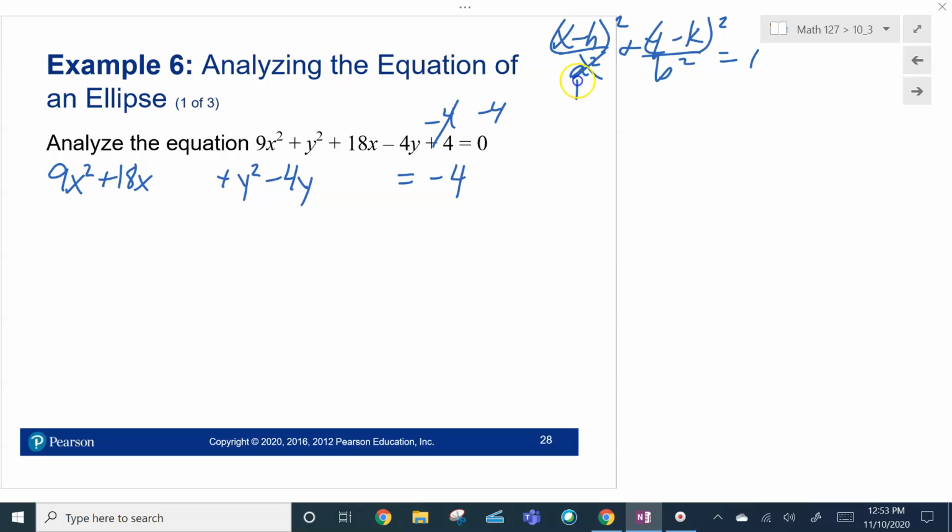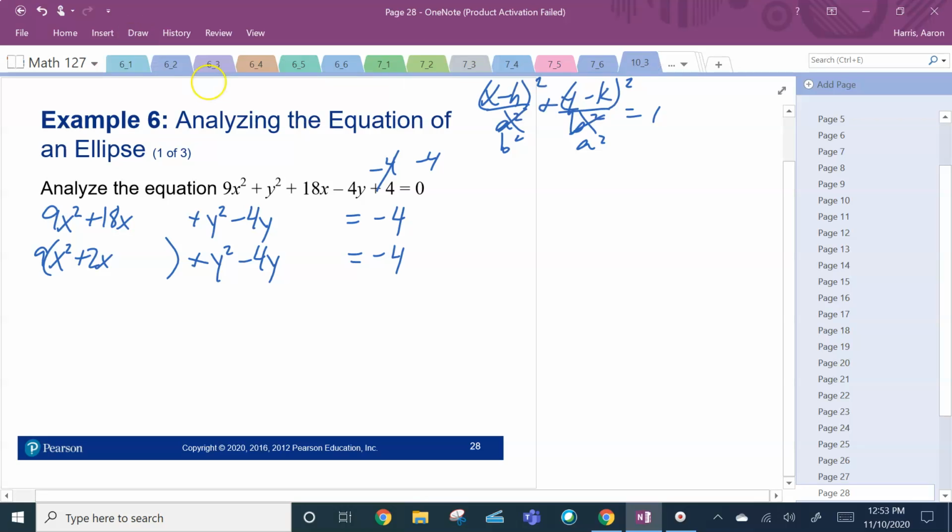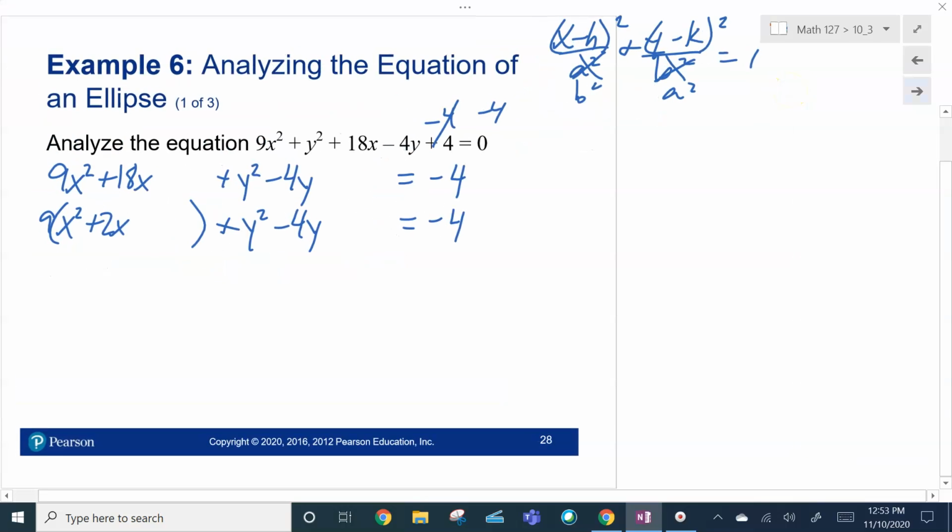it's got a b squared here and an a squared here. One of the two forms, right? So what I'm going to do is let me take a 9 out of here. So I get x squared plus 2x, space. Now we're going to finally complete the square here. So I take this 2 right here, divided by 2, squared. So 2 over 2 is 1, 1 squared is 1. That's the number I need right there.